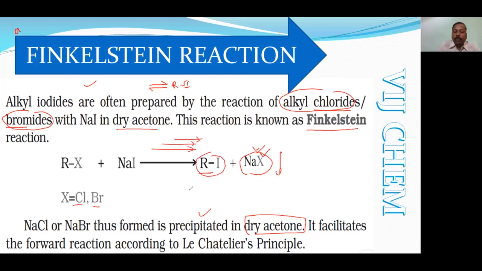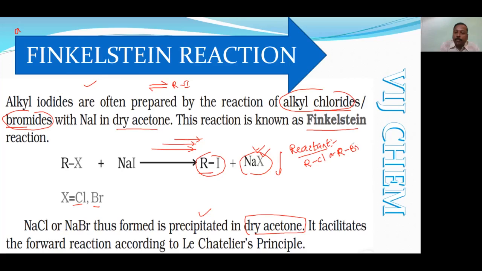That means we are going to get more and more alkyl iodide. Okay. So that is the Finkelstein reaction. Now you have to extract the juice. What is the juice? Reactant. What is the reactant over here? The reactant in the Finkelstein reaction is alkyl chloride or alkyl bromide.